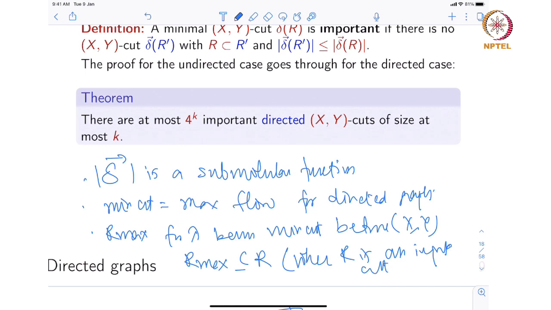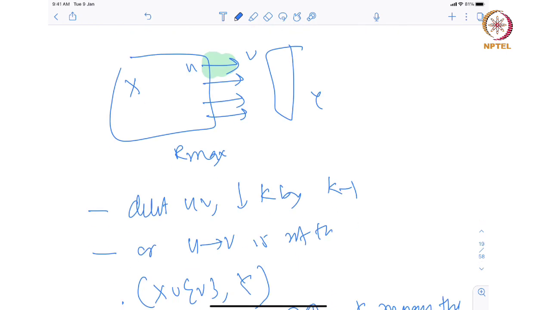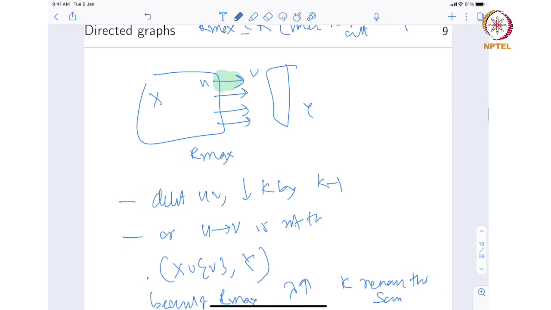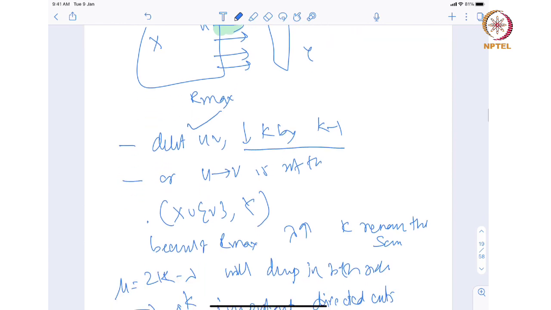Okay. The moment you have this R max, the algorithm becomes very much the same. You start with R max, you look at the edges which are leaving it, say UV. Either UV is part of the important cut you are thinking of, then you delete UV, decrease k to k minus 1 and recursively find all the important cuts of size at most k minus 1 in G minus UV. Or you know that UV is not, then you extend X by including V, and you look for all important cuts of X union V and Y.